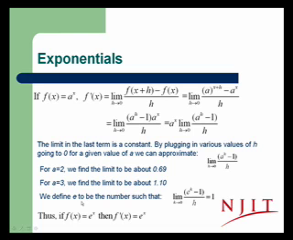We define e to be that number such that the limit as h goes to 0 of e to the h minus 1 over h is equal to 1. And then if we were to plug in f of x equal e to the x, we would find that the derivative is e to the x times 1. So the derivative of f of x equal e to the x is e to the x. So that's a function whose derivative is itself.